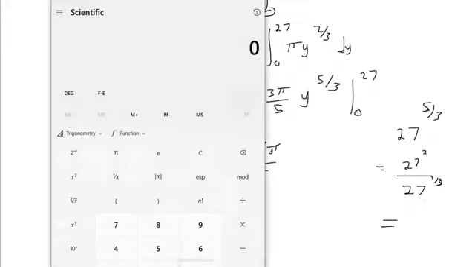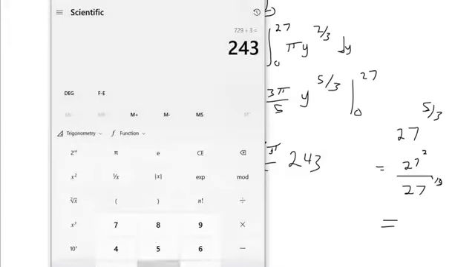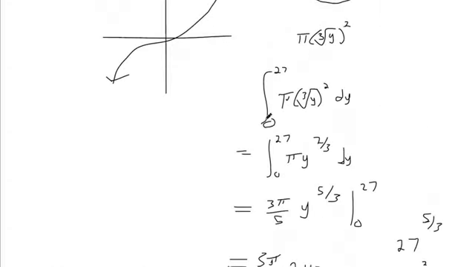The calculator is faster because I still got to do 27 squared, and I'm going to divide that by the cubed root of 27, that's 243. So 27 to the 5/3 power, 243. And then if we multiply those, 729 pi over 5.